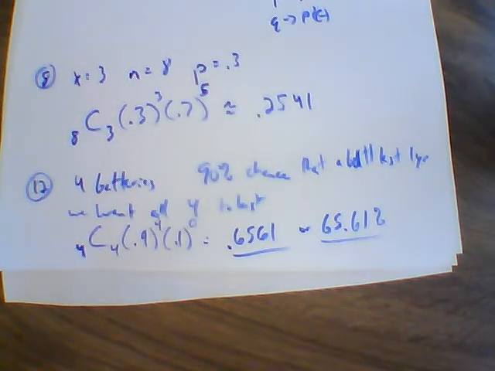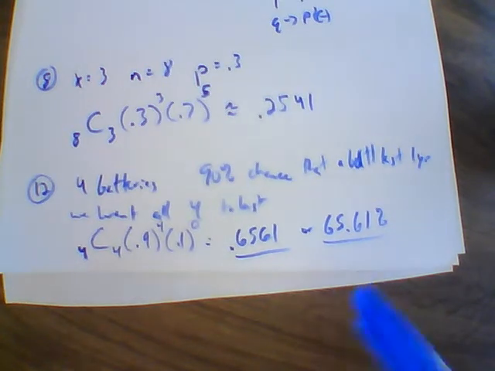Okay? Or if you are more comfortable with percents, basically there's a 65.61% chance that if you had 4 batteries in your calculator, once again talking about the big graphing calculators, 4 AAA batteries, that it would last for a full year without having to change out those batteries. Once again, you're doing fairly well on this.